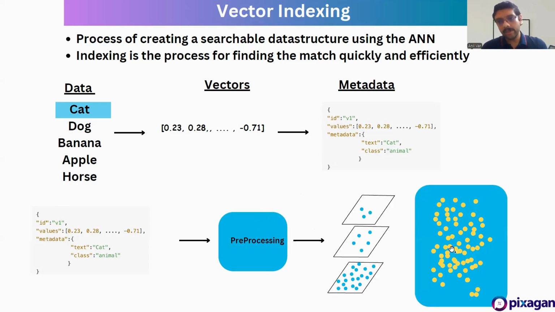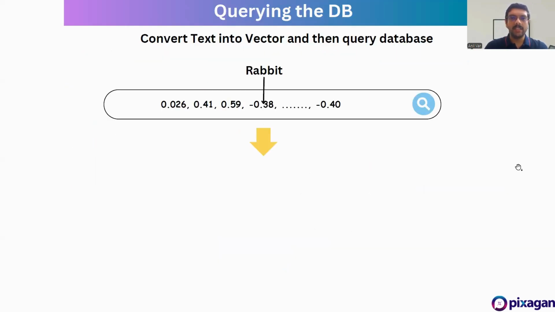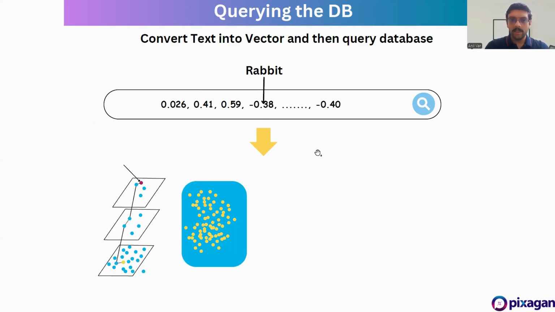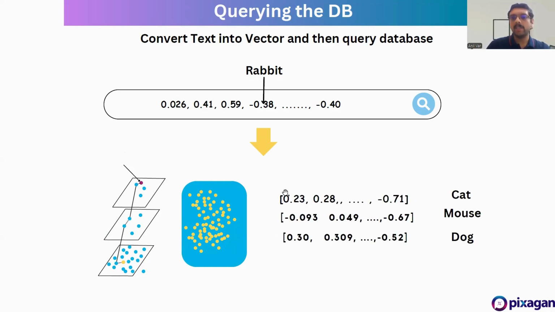Then you pass it to the database, which creates this indexing structure based on approximate nearest neighbors, and then stores the vector, right? And it does that for each of these points. You see the vectors stored, and you have this indexing mechanism. Then when you query it, you ask for rabbit, you first convert rabbit into the vector, and then you feed that query in. It would go into this indexing mechanism, find the nearest neighbors, and then return them. So it would return cat, mouse, and dog.